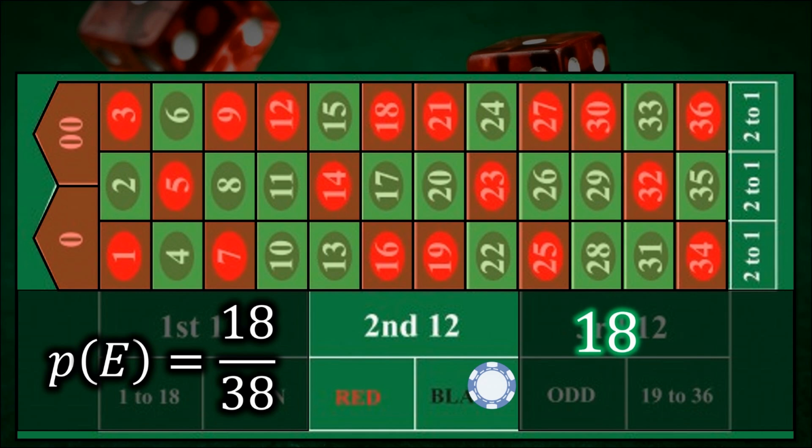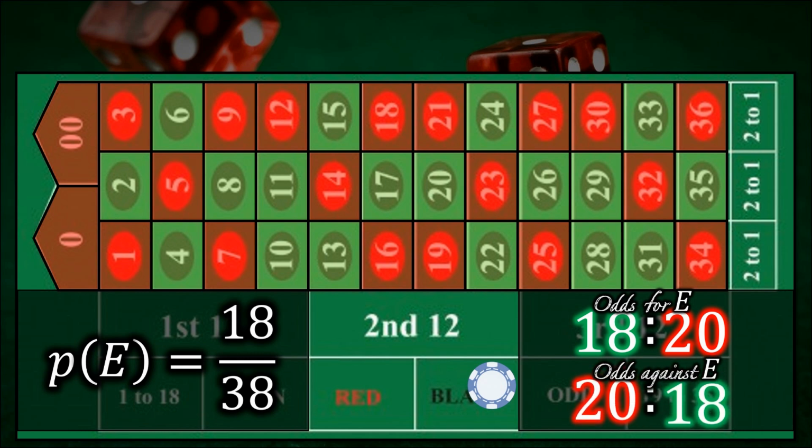I've got 18 outcomes that are in my event, but now I'm comparing it to the 20 outcomes that are not in my event, not the 38 total, but the 20 that aren't. And I'd be comparing those two. Those are the odds for my event E. And if I were to just flip it around, I would get the odds against it, 20 to 18.